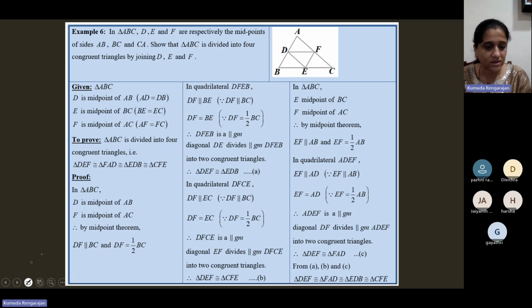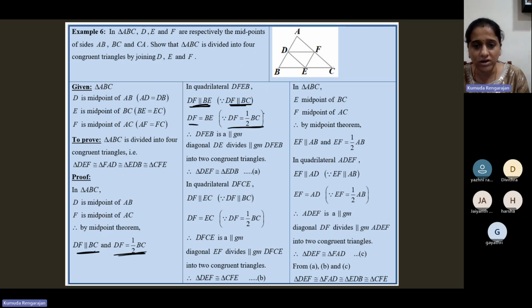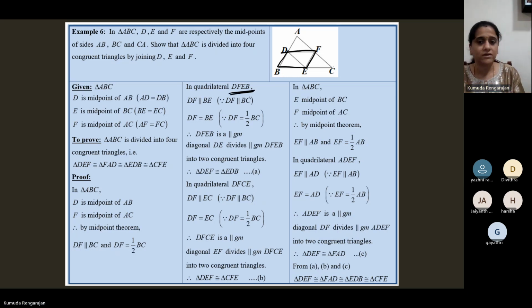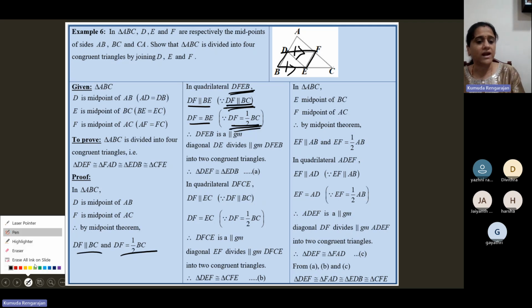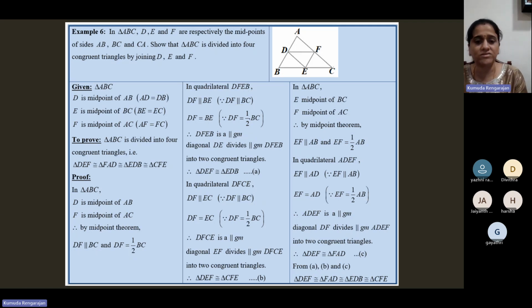So from these two results, that's what you see here. Because DF is parallel to BC, we have DF is parallel to BE. And because DF is half of BC, DF is equal to BE. So here, in this quadrilateral DFEB, DF is parallel to BE for this reason and DF is equal to BE for this reason. These are proved here. So in the quadrilateral, one pair of opposite sides is parallel and equal, therefore it's a parallelogram.